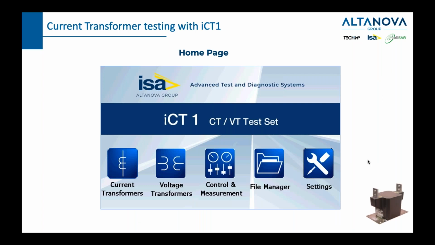So iCT1, when you start it, you use your 7-inch touch screen to press here or here to test current or voltage transformers, or of course you can use this device as a simple source or a device which measures something. So control and measurement is also an option. You can use them not within an application. File manager allows us to save results and to open the saved results, and the settings of course allow us to set some values, time, date, nominal frequency, et cetera.